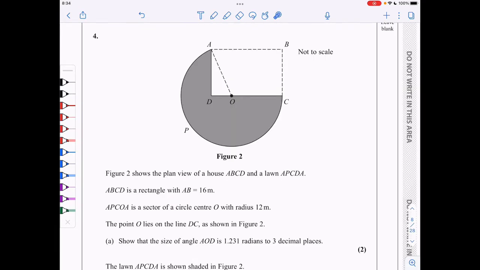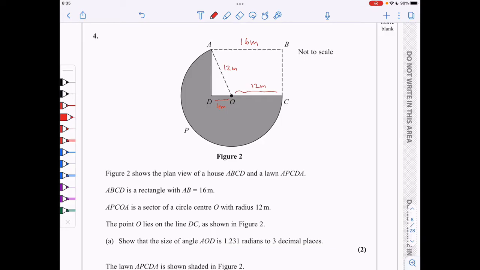Question 4, we've got a figure of the plan view of a house A, B, C, D and the lawn A, P, C, D, A. Now A, B, C, D is a rectangle and we're being told that AB is 16 meters. Let me add this information here. Now we've got a sector of a circle, radius 12 meters. So this is 12 meters here. This is also 12 meters. So this immediately means that this must be 4 meters. So it's meters actually, so it's 16 meters.